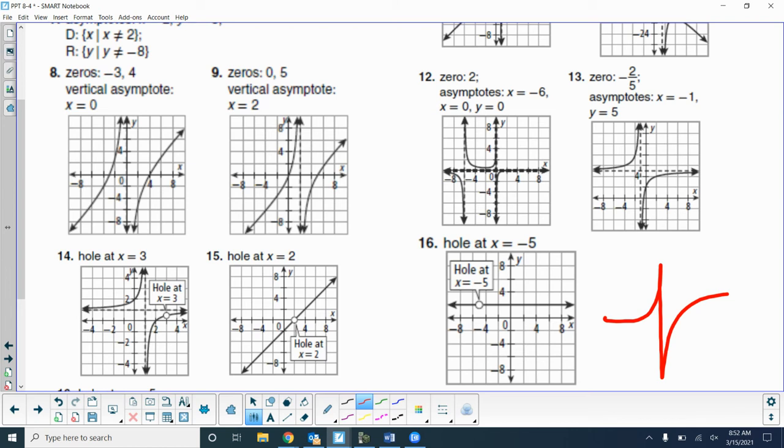All right, any other questions? No other questions? We're good with the holes? All right, well, let's look at 14 then.